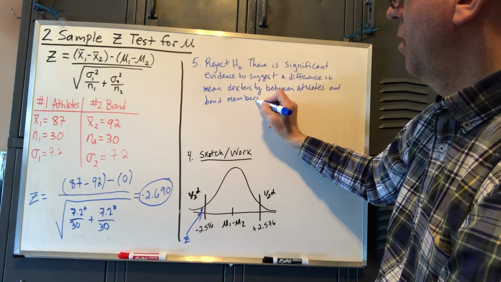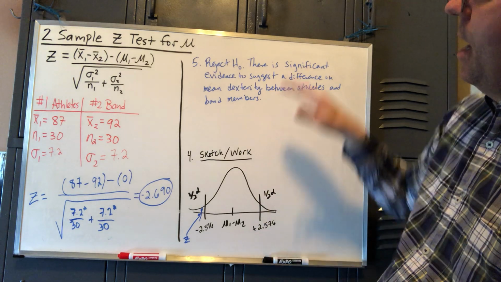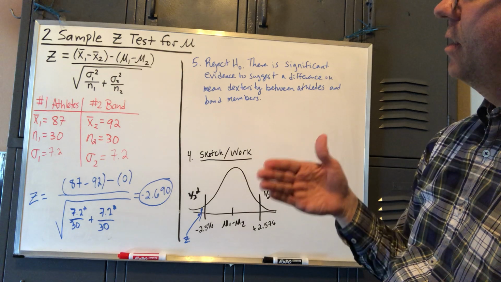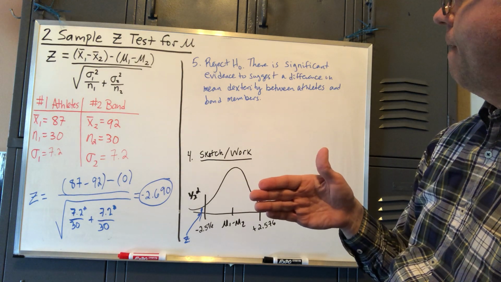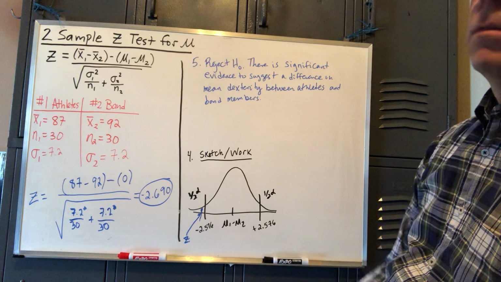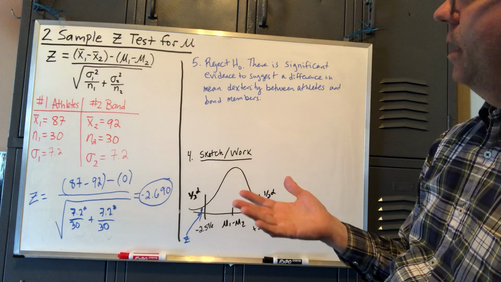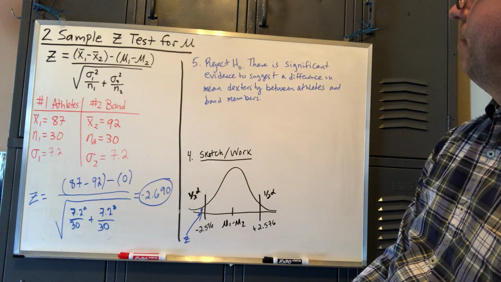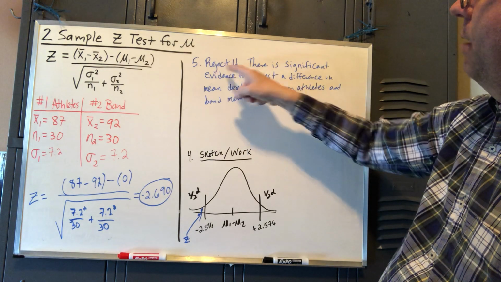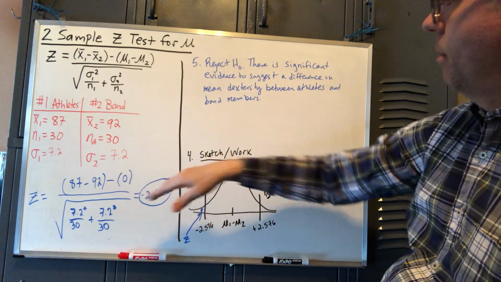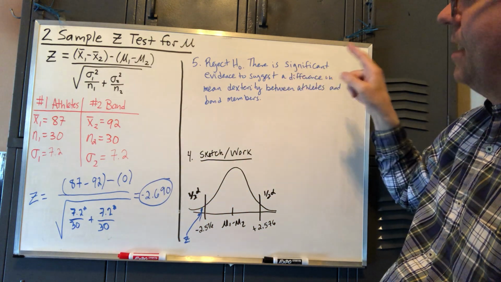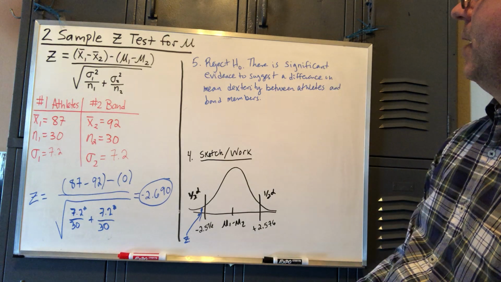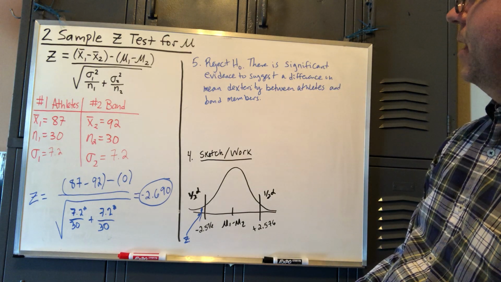Okay, let's talk a little bit about this. The conclusion always has to match the alternate hypothesis, and the alternate hypothesis had a not equal sign in it, okay? And that means different, all right? It didn't say greater, it didn't say less. It just said not equal, which means different in statistics, all right? So we rejected, we have significant evidence based on our numbers. And what's it suggesting? A difference. I didn't say it's greater, I didn't say it's less, I just said it's different. And the mean dexterity between the athletes and the band members.